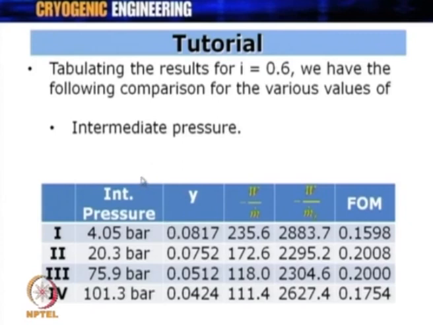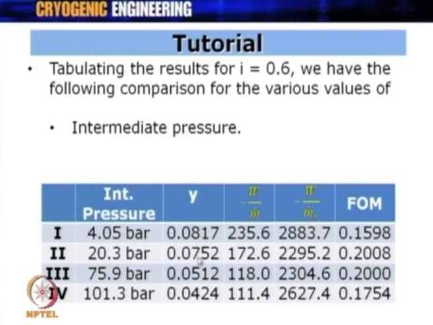The final value of P3 is always 120 atmosphere, and you have the value of Y, W by m dot, work done per unit mass of gas compressed, W by m dot f, work done per unit mass of gas liquefied, and figure of merit. I will talk about each of these vertical columns in detail in the next slides, but what you can see is that if the entry pressure and exit pressure remain the same, and the intermediate pressure is increased, the value of Y has started decreasing.